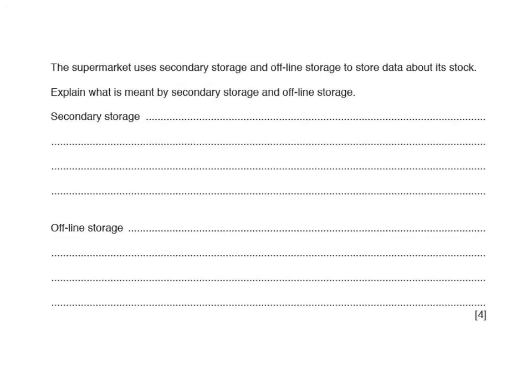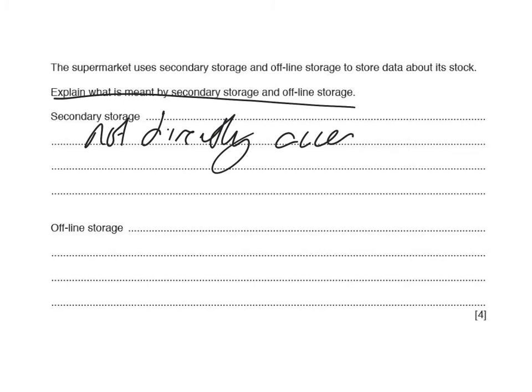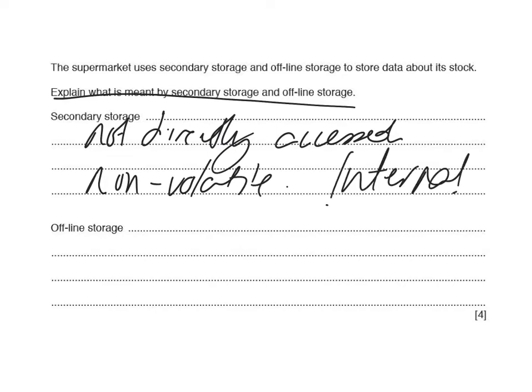So let's see, explain what is meant by secondary storage and offline storage. We've already covered secondary storage, so it's not directly accessed by the processor. It's also non-volatile. And it's internal to the computer system we're working in. And for this, give examples like a hard disk drive.